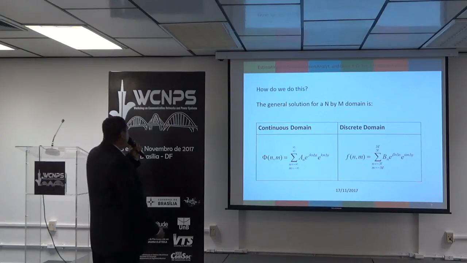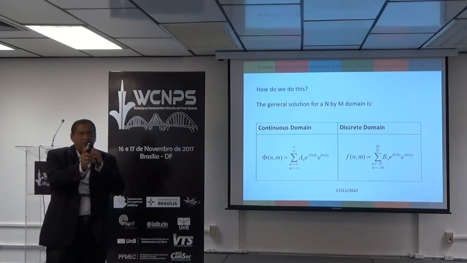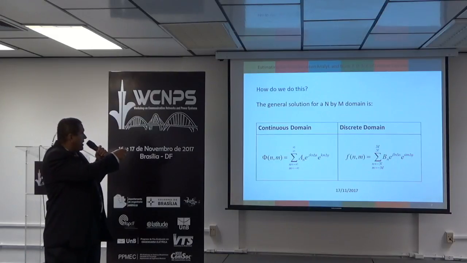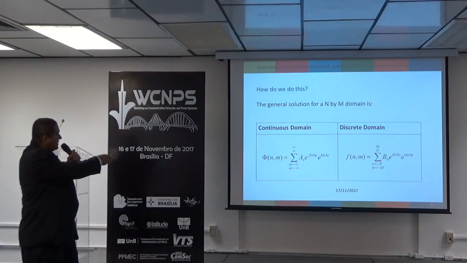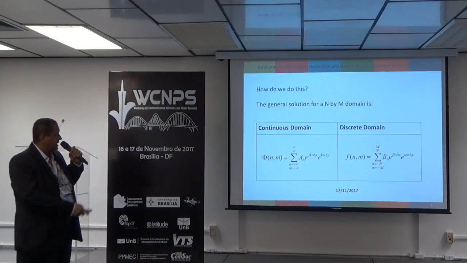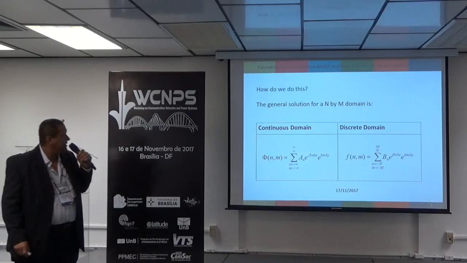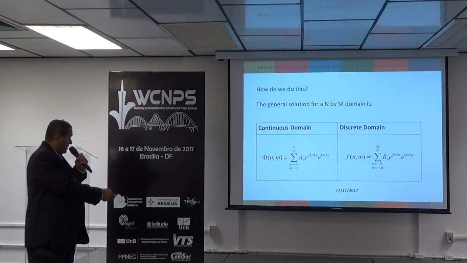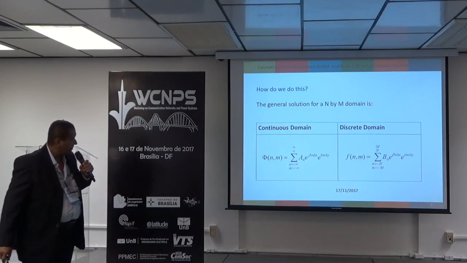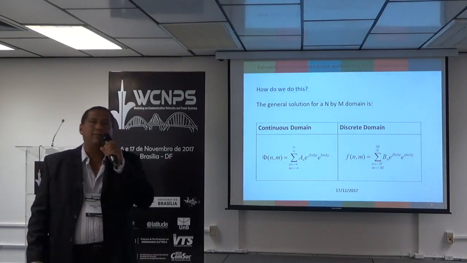So what are the general solution for a N by M domain where you divided your problem, your domain? To the continuous domain, the solution approximated is this one. Phi of NM is the sum of these terms. It's important to check the coefficient. In the discrete domain, we have similar formulation with another coefficient, Bn. So, starting from this, we can find some important information.